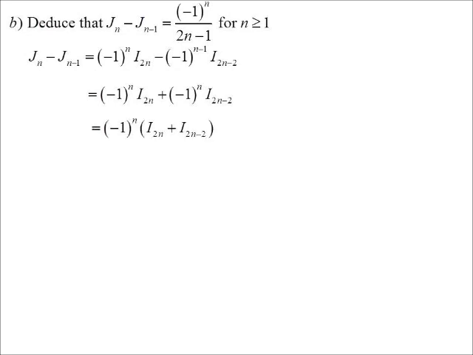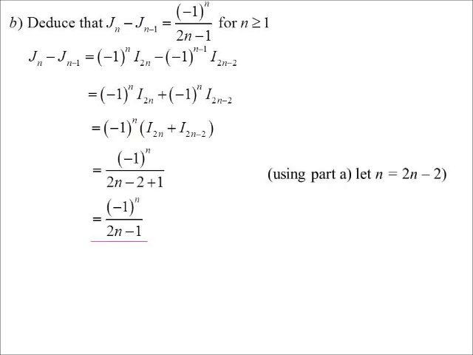I've got that bit. So I_(2n) plus I_(2n-2), I've somehow got to get this down. Well, hang on. In part A, if I let n equal 2n minus 2, I've got it. And so it was 1 over, subbing in for n 2n minus 2, I get the 2n minus 1.